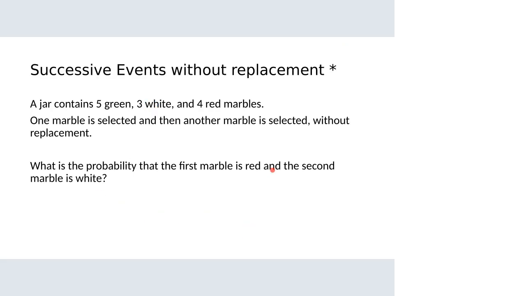A jar contains 5 green, 3 white, and 4 red marbles. Same jar. One marble is selected and another marble is selected without replacement. And the key here, what makes this different from the others, is without replacement. When you see that, what it means is I pick the first marble out, I leave it out, and then I go pick the second one. I'm going to set up a poll for this one: what is the probability the first marble's red and the second marble is white?